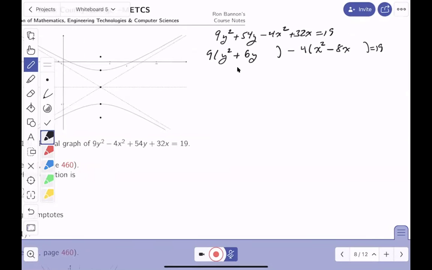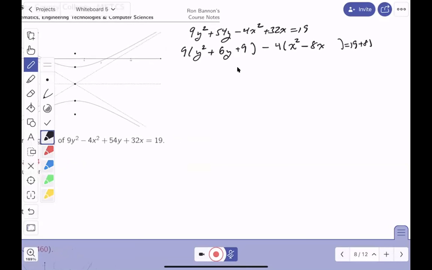Half of 6 is 3. I have to square 9. That's plus 81. Half of 8, minus 8 is minus 4. Square it, gets 16. I'm subtracting 64. All right, let's write this down. 9 times y plus 3 squared minus 4 times x minus 4 squared equals, let's take a look at that. That'd be 36, right?